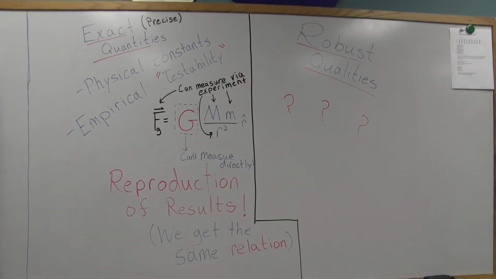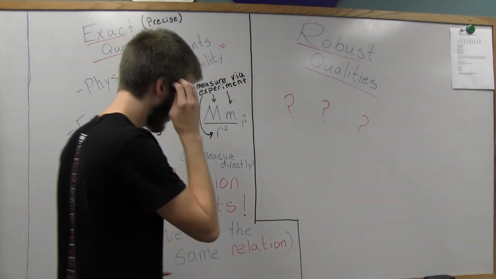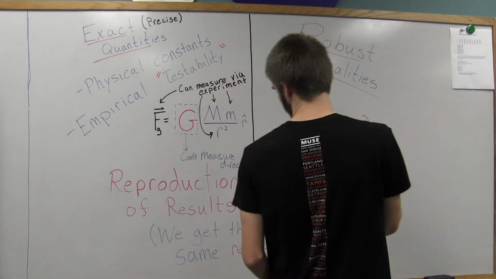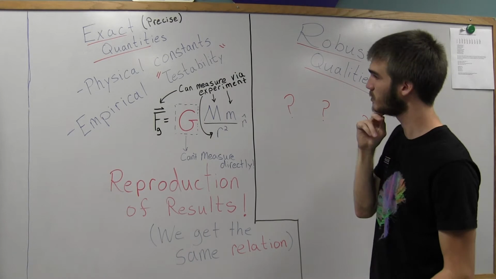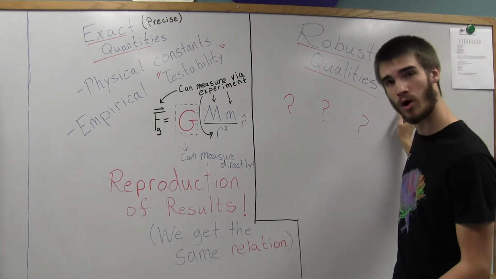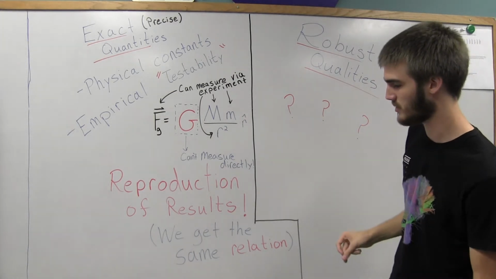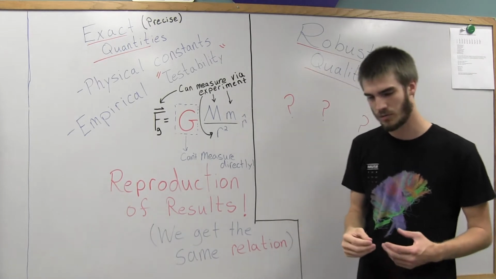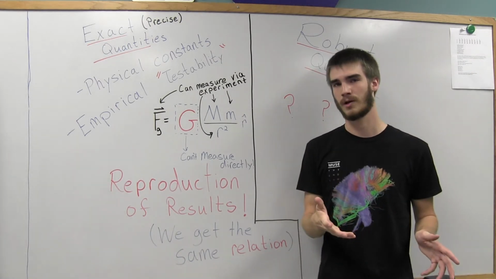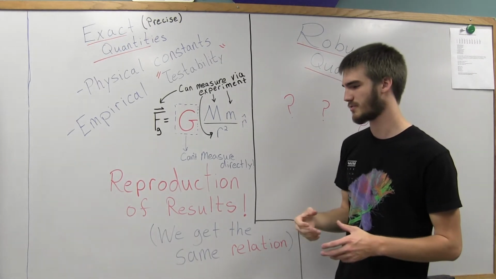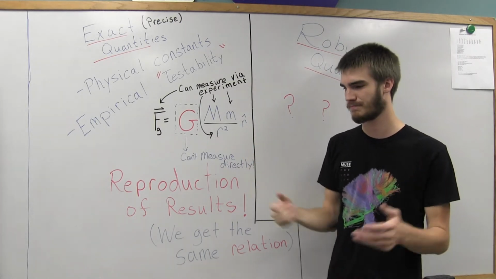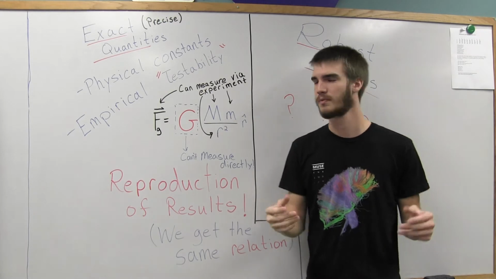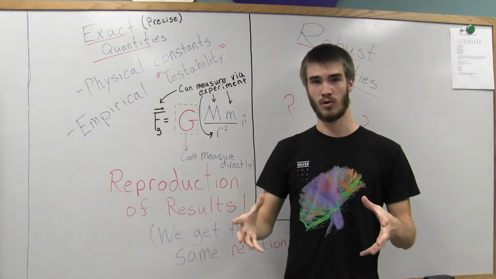So I want to start out by asking a question, which is really going to set the tone for the way that we view robust qualities in the study of complexity. So let's say that I have a song, okay? I'll make it a Muse song, okay? Newborn, cool. So I have this song, it's called Newborn.